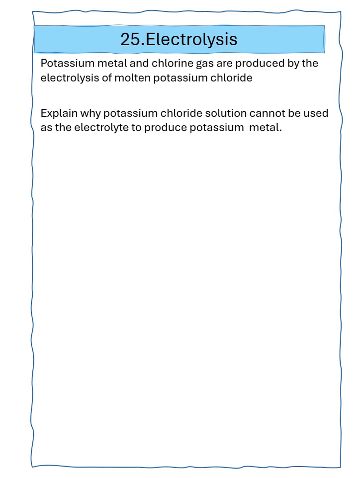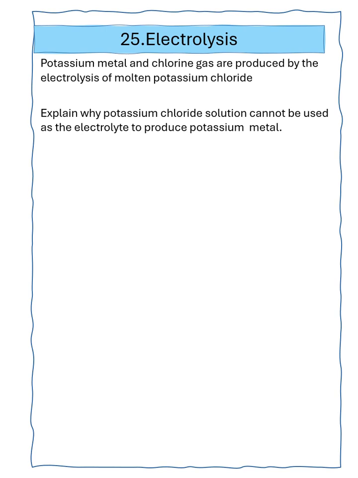Question 25 about electrolysis says potassium metal and chlorine gas are produced by the electrolysis of molten potassium chloride. We've got to explain why potassium chloride solution cannot be used as electrolyte to produce potassium metal. Well, if we've got molten potassium chloride, we've only got 2 ions formed. We've got potassium ions and chloride ions. Therefore, we will get potassium metal and chlorine gas, as the question states.